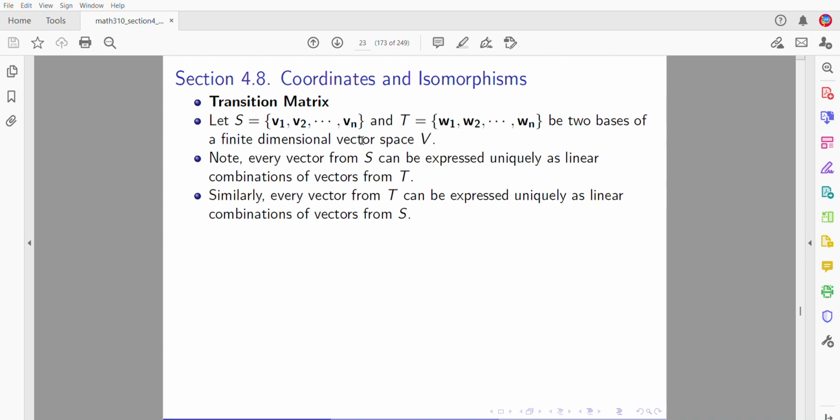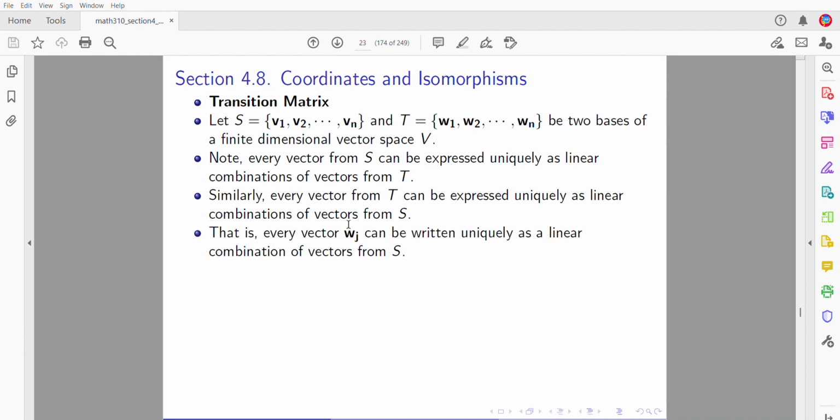That is, every vector wj, for some j, can be written uniquely as a linear combination of vectors from S. That is, there are scalars a1j to anj such that a1j v1 plus a2j v2 all the way to anj vn is wj. So notice that j is kept track of among the coefficients, and this 1 represents its coefficient of v1. This 2 represents this number's coefficient of v2, and so on.